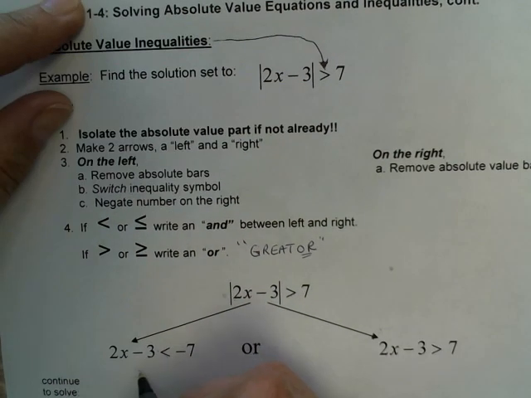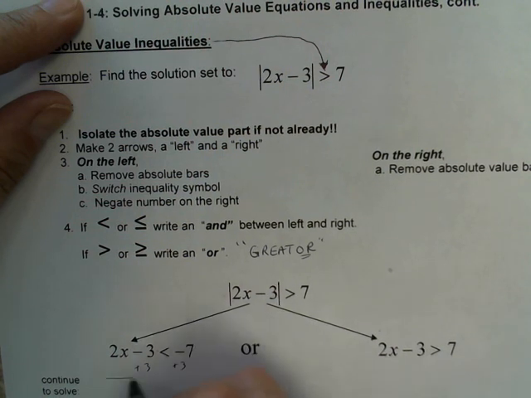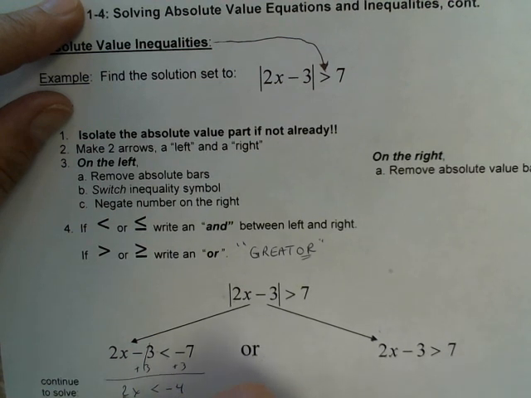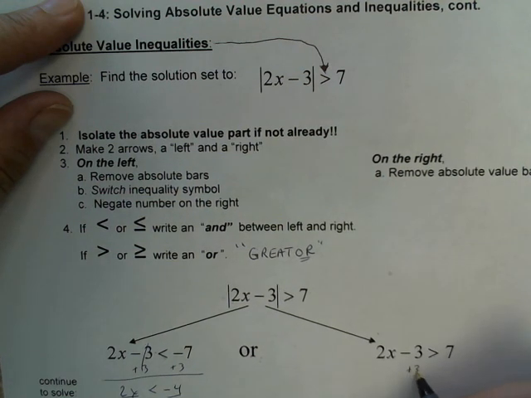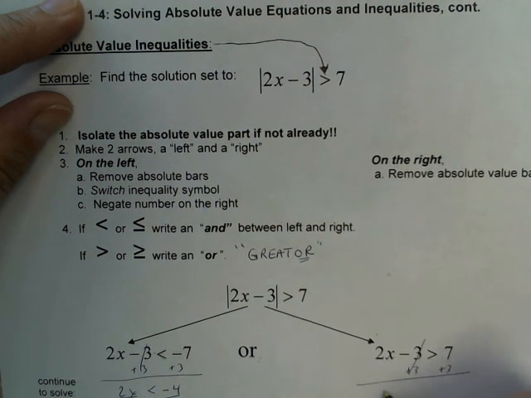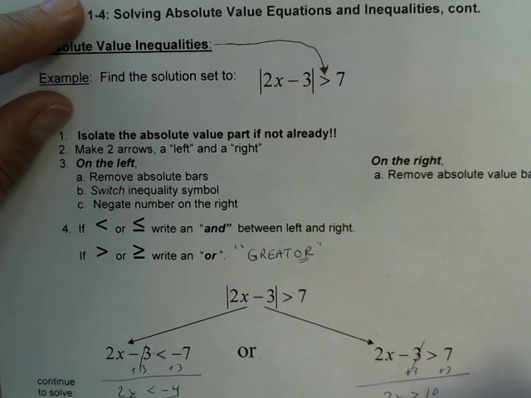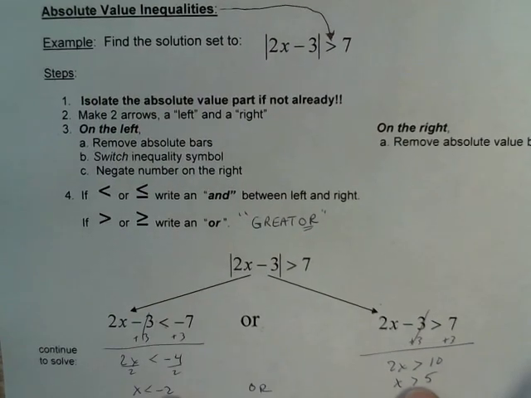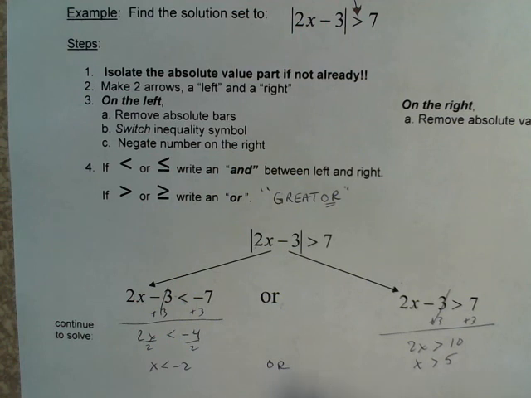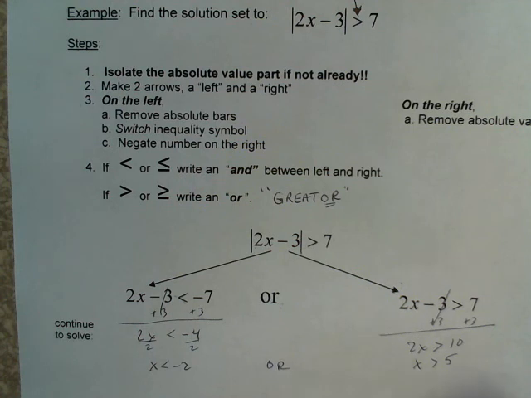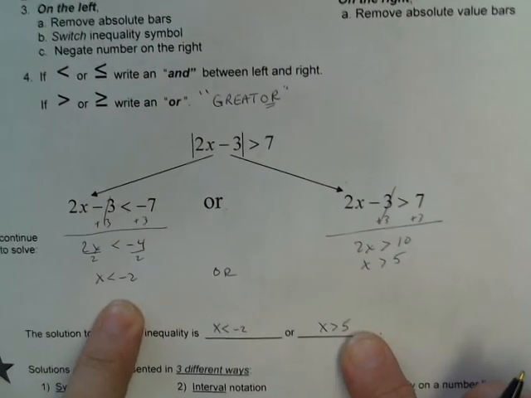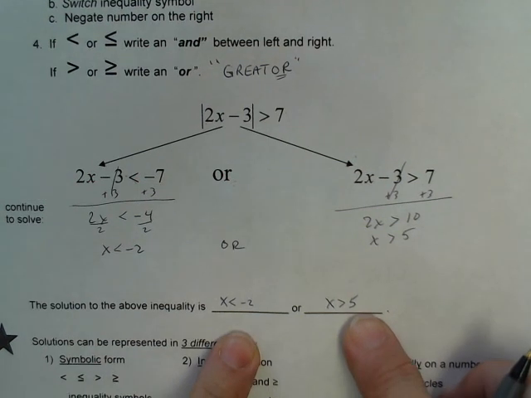Now when you continue to solve this, all you do is add 3 to both sides. And 2x is less than negative 7 plus 3, which is negative 4. Divide both sides by 2 and you get x is less than negative 2. Or now you're going to add 3 to both sides over here and you get 2x is greater than 10, so x is greater than 5 when you divide both sides by 2. So you have 2 parts of the solution set. The solution to the above inequality is x is less than negative 2 or x is greater than 5, exactly what we came up with in the end. So you can put that on the answer blanks down here.